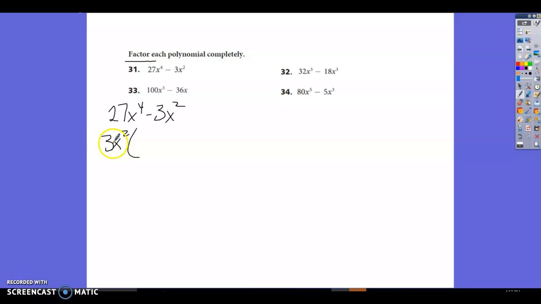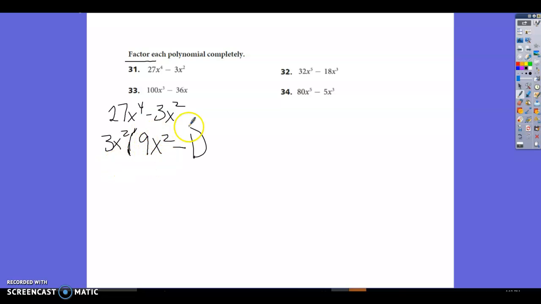So 3x squared times what gives me 27x to the 4th? So that would be 9x squared. And then 3x squared from 3x squared is just negative 1. Now you do have to have that placeholder. If you don't have the placeholder, it would just be 3x squared times this would give you the first term, but you wouldn't have the second term. So when you distribute, you have to get back what you started with. So you have to have that negative 1 as a placeholder.